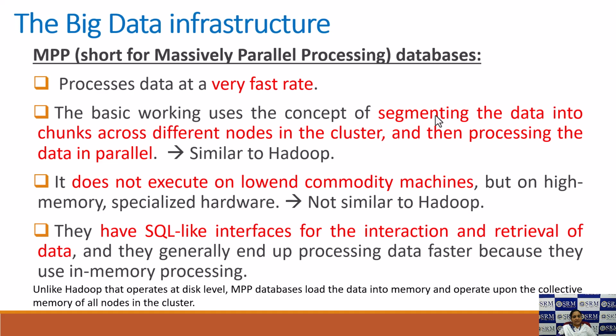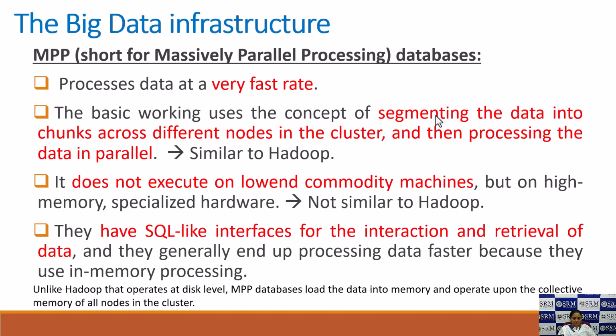So already in Hadoop, right, we did the same thing. We divided the data into chunks and processed them on various nodes. The same thing is happening here, right? But it does not execute on low-end commodity machines, it operates on memory. That's the difference between Hadoop and MPP. MPP operates on high-end memory with specialized software. It is not similar to Hadoop, where chunks of data are processed, whereas here it processes data in memory. And because of the memory constraints, a huge amount of data won't be available there.